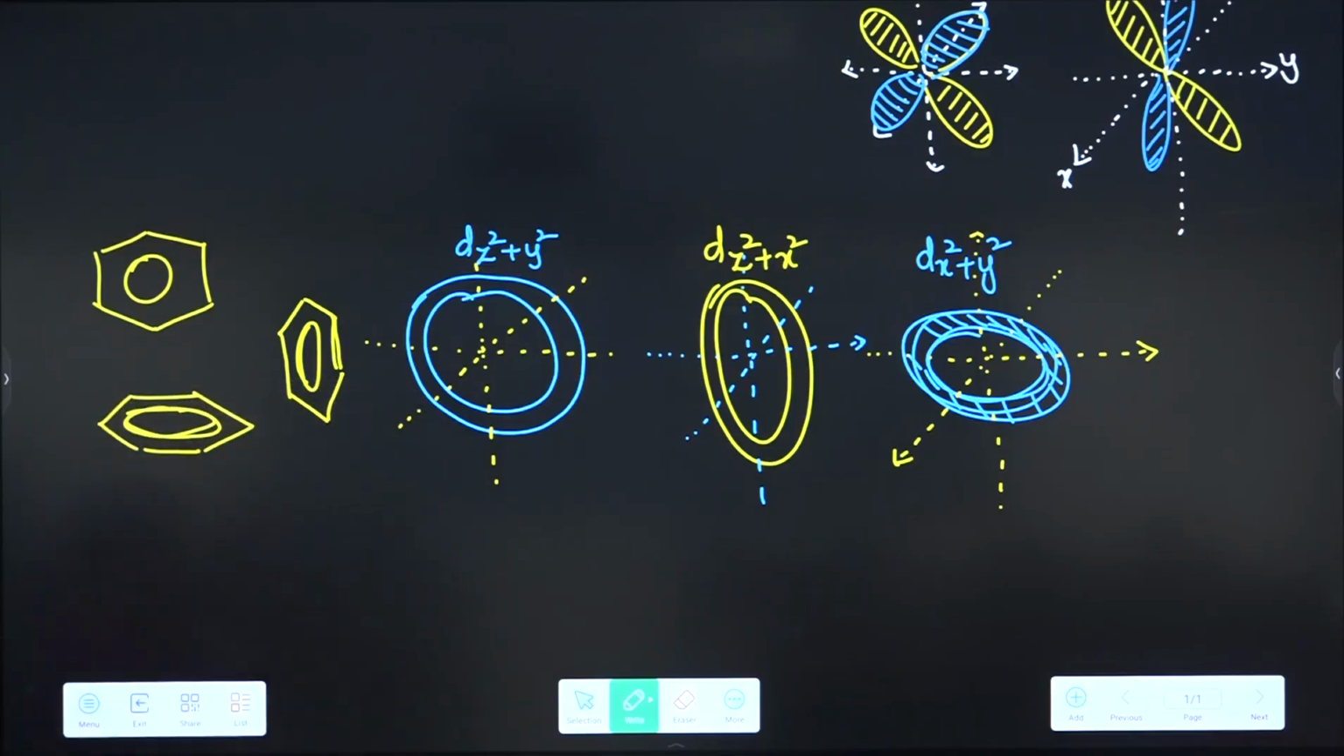we don't draw f orbitals because they have too many lobes, so we cannot draw them on board or on paper. So we simply skip it. We always restrict up to d orbitals. Shall we conclude?